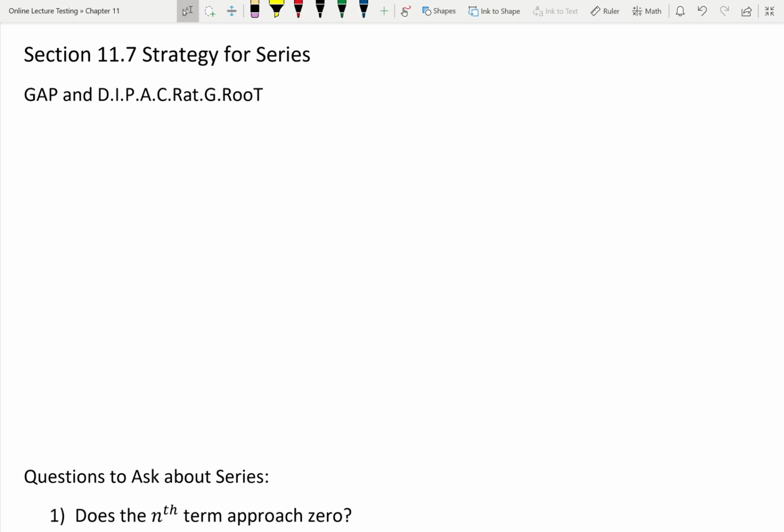Well, we have the geometric series. So what are the conditions for the geometric series? The geometric series form is the sum of a r to the n, with n equal to 0 as our beginning index. We know if the absolute value of r is less than 1, then the geometric series converges. If the absolute value of r is greater than or equal to 1, then the series diverges. And if that particular series converges, then we know it converges to the value a over 1 minus r, which is really cool.